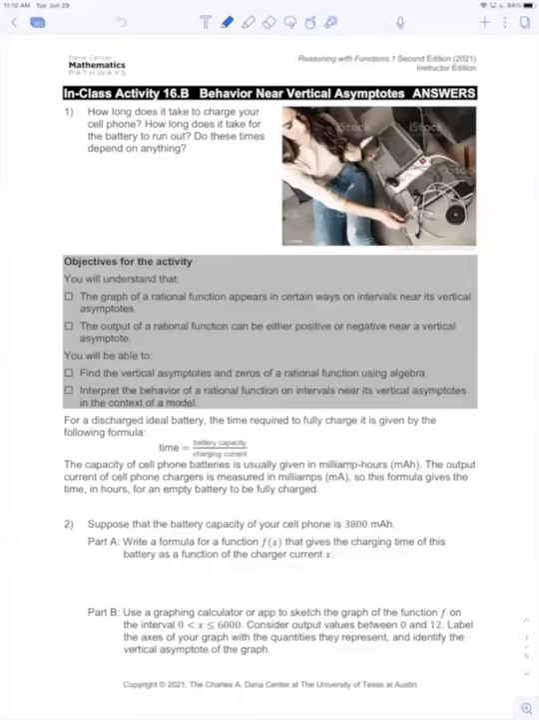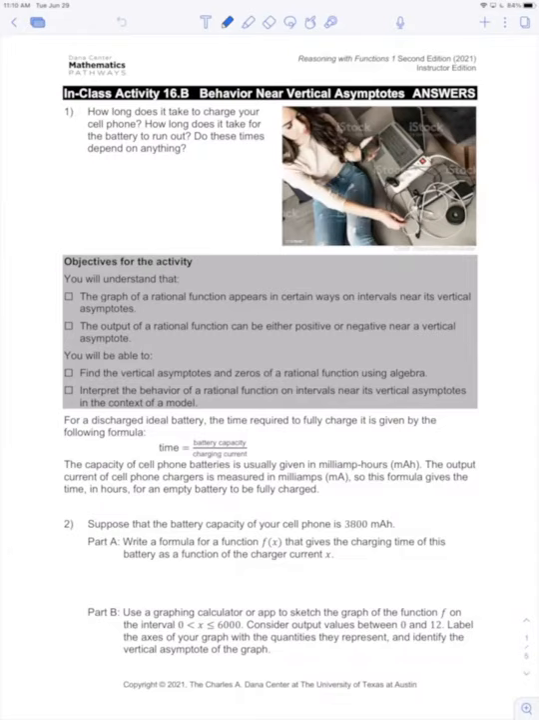You will understand that the graph of a rational function appears in certain ways on intervals near its vertical asymptotes. The output of a rational function can be either positive or negative near a vertical asymptote. You will be able to find the vertical asymptotes and zeros of a rational function using algebra. Interpret the behavior of a rational function on intervals near its vertical asymptotes in the context of a model.